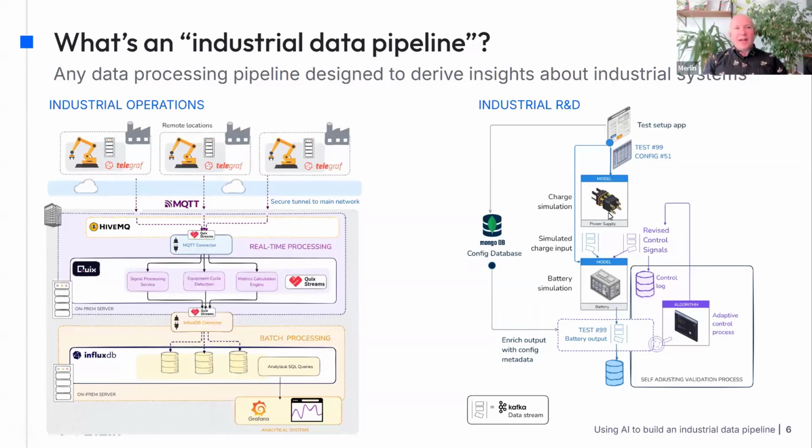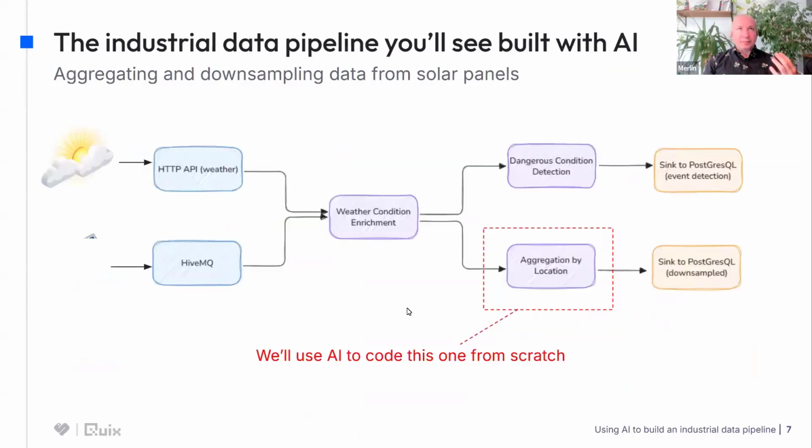And then on the right, we have our second use case, which is industrial R&D. Here, data might be coming from test systems or simulations, perhaps using software like MATLAB or Simulink. The focus here is often running multiple tests, comparing data between those tests, and iteratively improving models. For example, simulating a battery and enriching its output with the test configuration metadata, using that data to refine the control signals in an adaptive control process. A core part of this process is aligning raw data with the simulation configurations and the test configurations so that you know what settings produced what outcome.